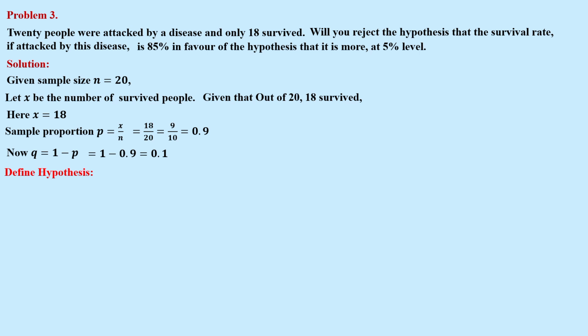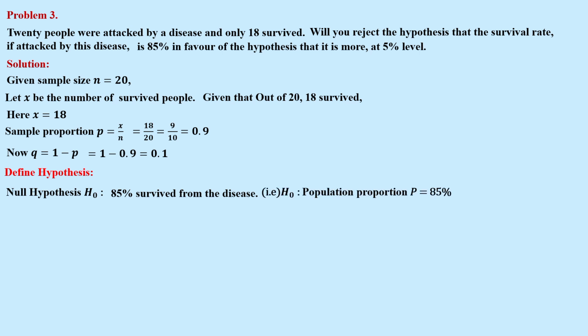Now next we are going to define the hypothesis. Hypothesis H naught. So they are asking 85% in favor of the hypothesis. So we are taking the hypothesis as it is, 85% survived from the disease. So H naught is population proportion, p is equal to 85 by 100, that is equal to 0.85. Then alternate hypothesis H1, just take opposite to null hypothesis, p not equal to 0.85, right?